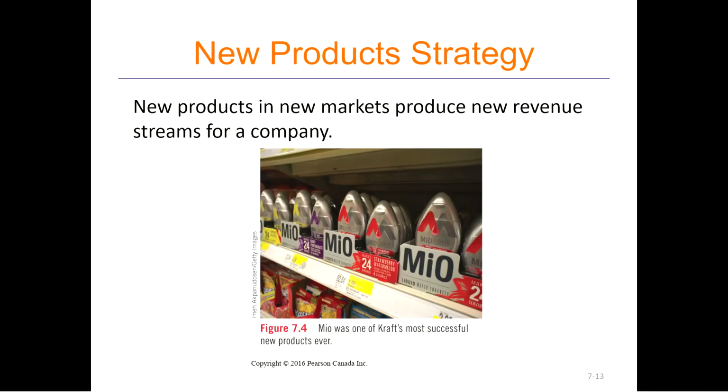Now, also another strategy is new products. New products in new markets produce new revenue streams for a company. This is very important. And a lot of companies like Kraft might develop and successfully launch completely new products, such as what you see there, a meal, which is packaged in a squeezable container, small enough to carry in a purse or pocket. So this gives them another avenue, probably, of revenue stream.